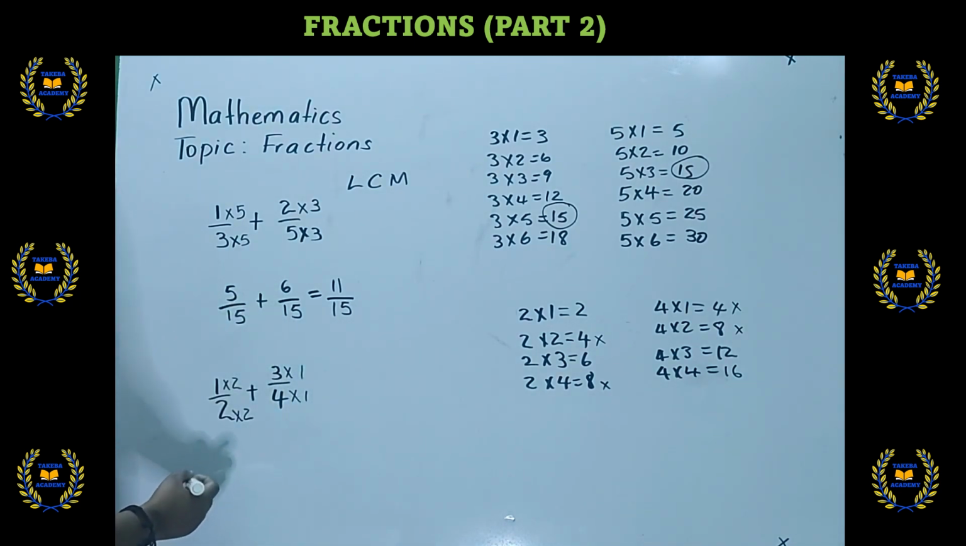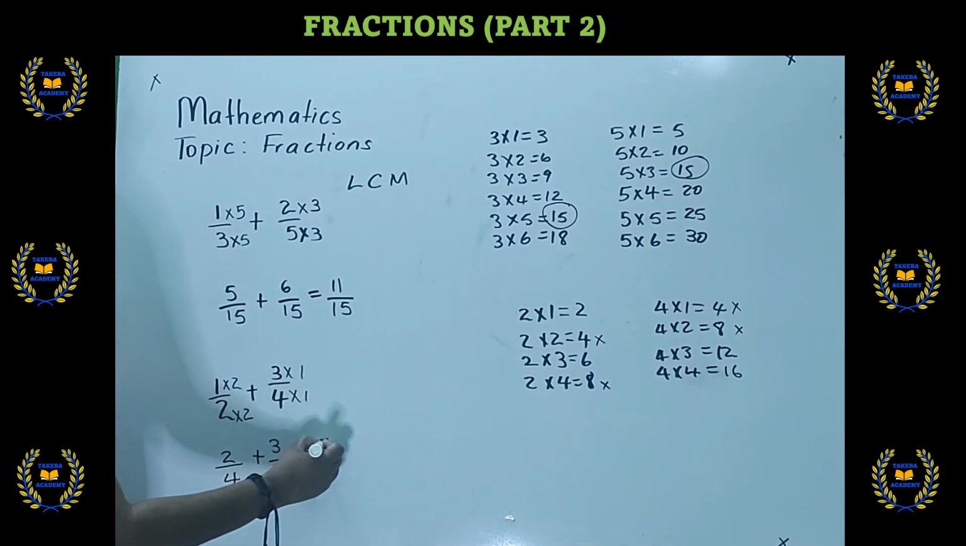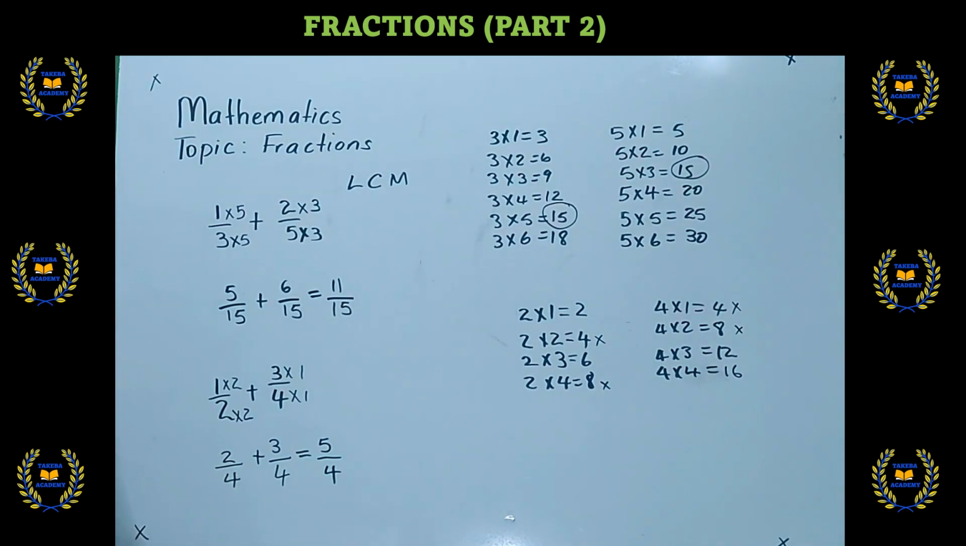So let's write our new fractions now. 2 times 1 is 2. 2 times 2 is 4. 3 times 1 is 3 over 4 times 1 is 4. Alright, so now we have our denominators being the same. We can go ahead and add our fractions. So 2 plus 3 is 5 over our denominator, 4. Okay? So the answer will be 5 over 4.